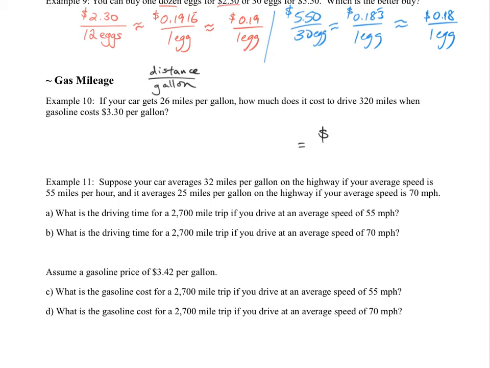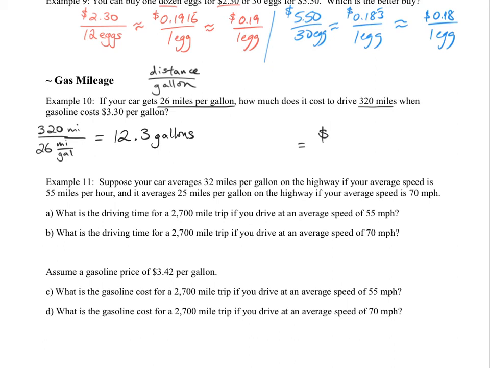So I think what we need to do is we should probably figure out how many gallons first. So we know if we're going to drive 320 miles at 26 miles to the gallon, what that's going to look like is we can have 320 miles over 26 miles per gallon. Now there's a lot going on here. So what's going on? We can figure out how many gallons we will have if we divide our distance by our miles per gallon. So total distance divided by miles per gallon will give you the number of gallons, which will be 12.3 gallons.